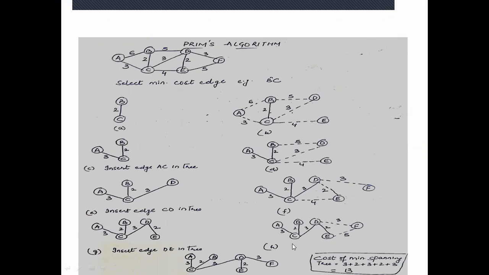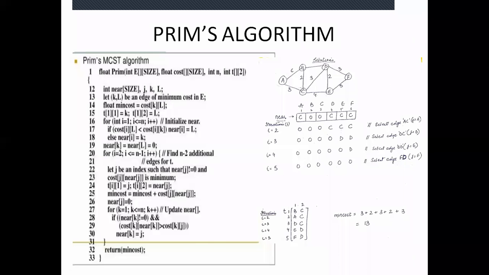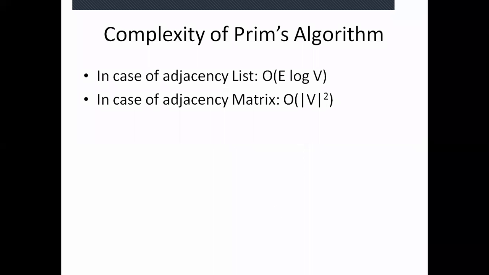Why is this a tree? Because there is no cycle and all the nodes are connected. And why is this minimum? This is minimum because the sum of the cost of all the edges is minimum. You can't find any other tree having a cost lesser than 13. So this is called your minimum spanning tree. So in order to find the minimum spanning tree, one method is Prim's and the other one is now Kruskal's.